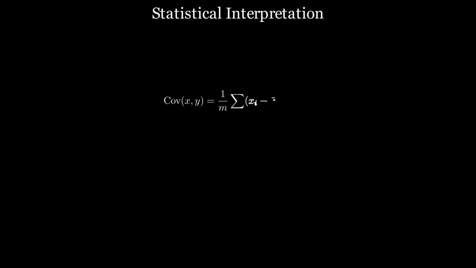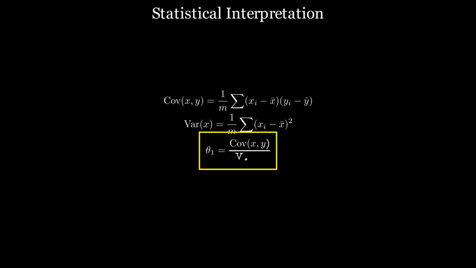These formulas have beautiful statistical interpretations. The slope formula is the ratio of the covariance of x and y to the variance of x. Therefore, our slope can be written as covariance over variance, which shows it measures how much y changes per unit change in x. The intercept formula tells us that the regression line always passes through the point with coordinates x bar, y bar, the center of mass of our data.